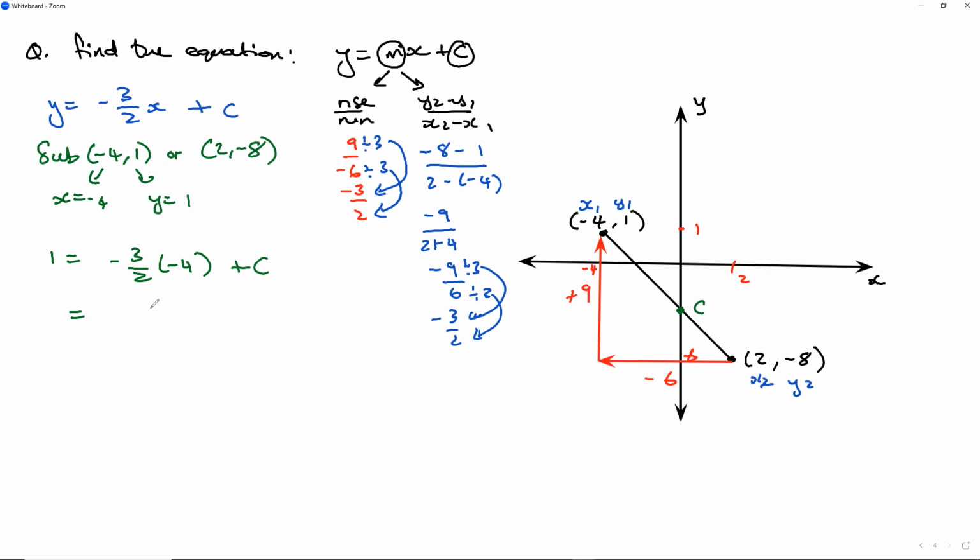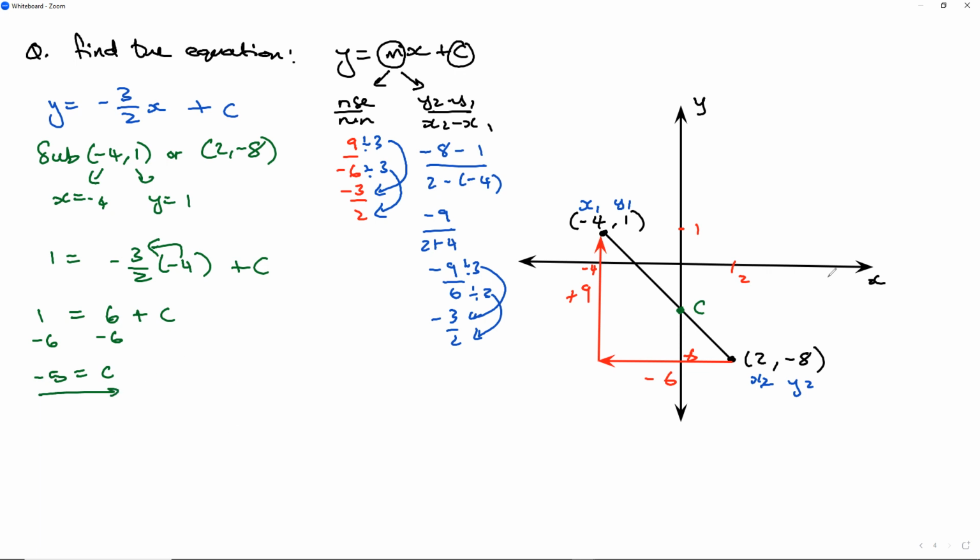And so that becomes 12 because it'll multiply at the top to get +12. 3 times 4 is 12. Negative times negative is positive. 12 divided by 2 is 6. So 6 plus c equals 1. I subtract 6 on both sides and I get c equals -5. So c equals -5 for this.